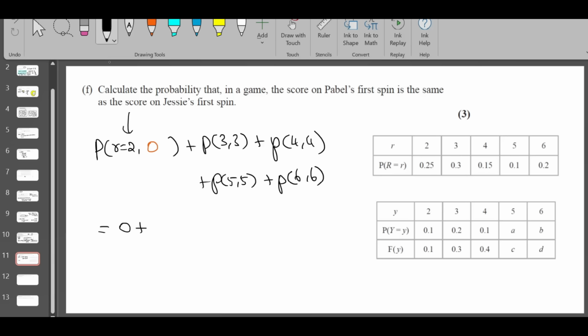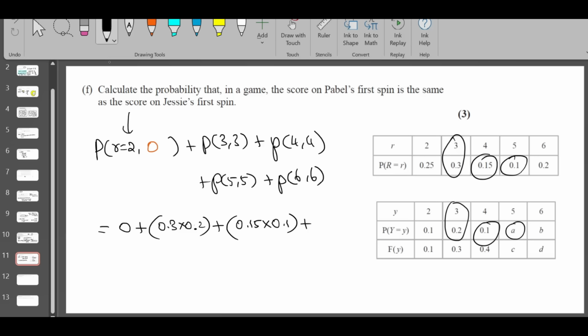Plus 3, 3. Sorry, 0.2. 0.3 times 0.2, plus 4, 4. 0.15 times 0.1, plus 5, 5. The value of A is 0.25. 0.1 times 0.25. Plus 6, 6. The value of b is 0.35. So 0.2 times 0.35, get the answer.